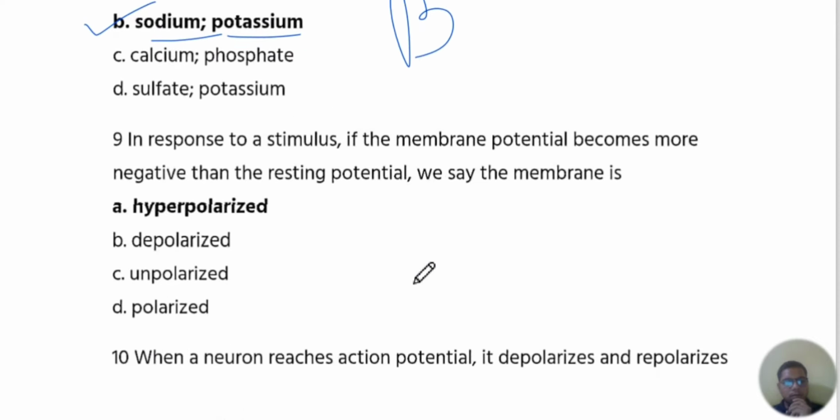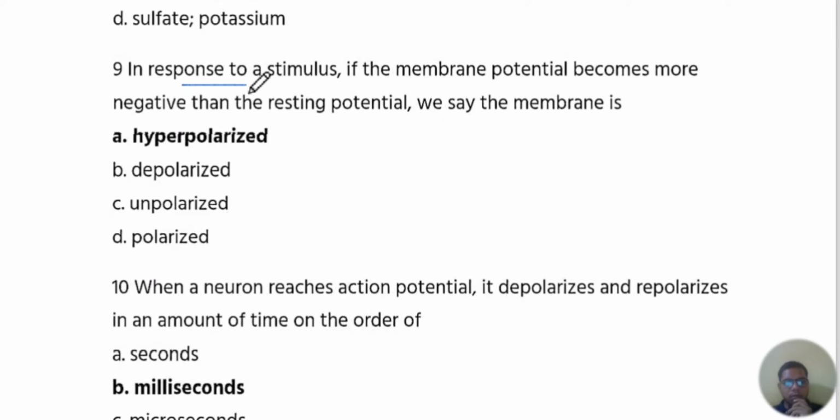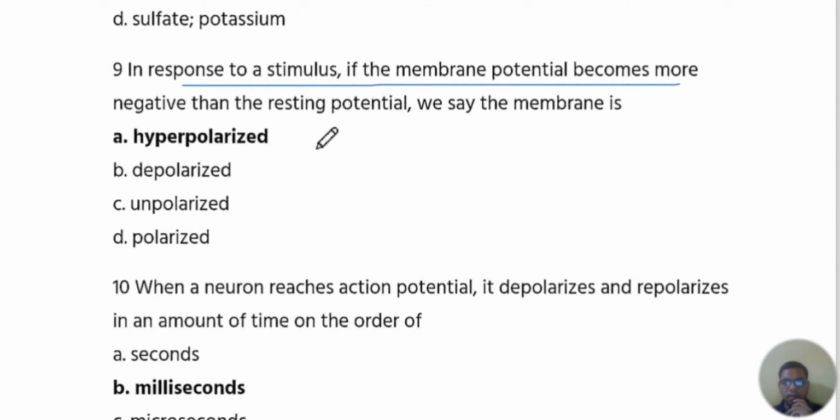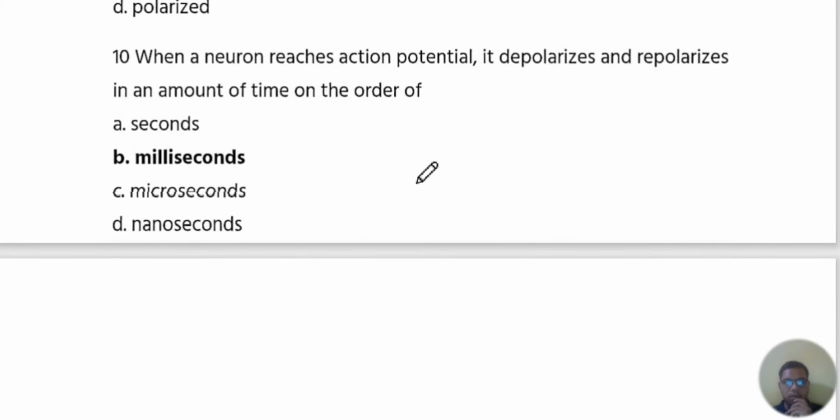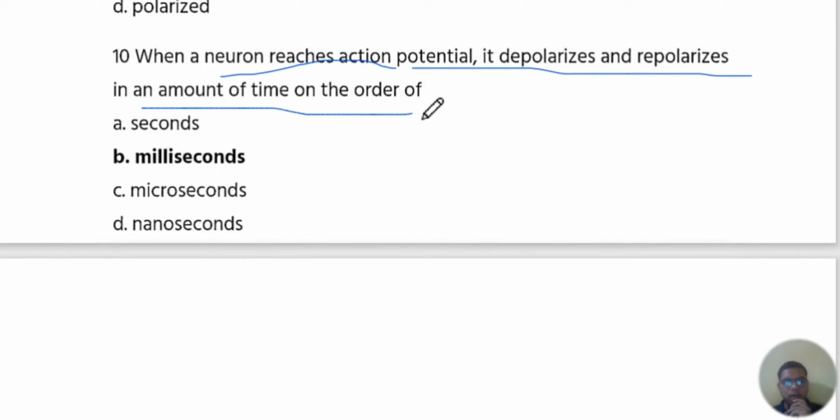Next is question number nine: in response to a stimulus, the membrane potential becomes more negative than the resting potential, we say the membrane is hyperpolarized. The answer is A, hyperpolarized. Next is question number 10: when a neuron reaches action potential, it depolarizes and repolarizes in an amount of time on the order of. The answer is B, millisecond.